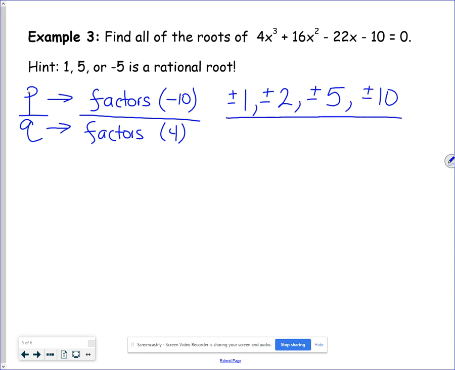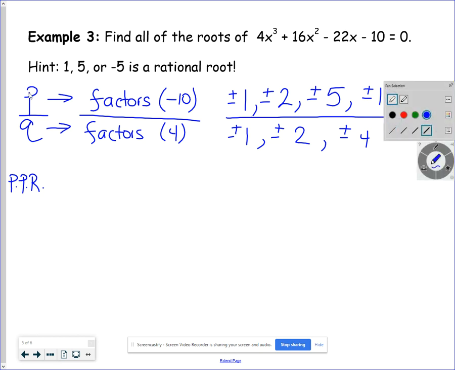Let's do the same for 4. So we have 1 times 4, and then 2 times 2. And then we get the positive and negative of each of these numbers. So if we have a rational root, it's going to be in this format, where I can only have 1, 2, 5, or 10 on top, and 1, 2, or 4 on the bottom of your fraction. So now let's generate that list. Again, I want to see this every time, even if I give you a hint like I did on this one.